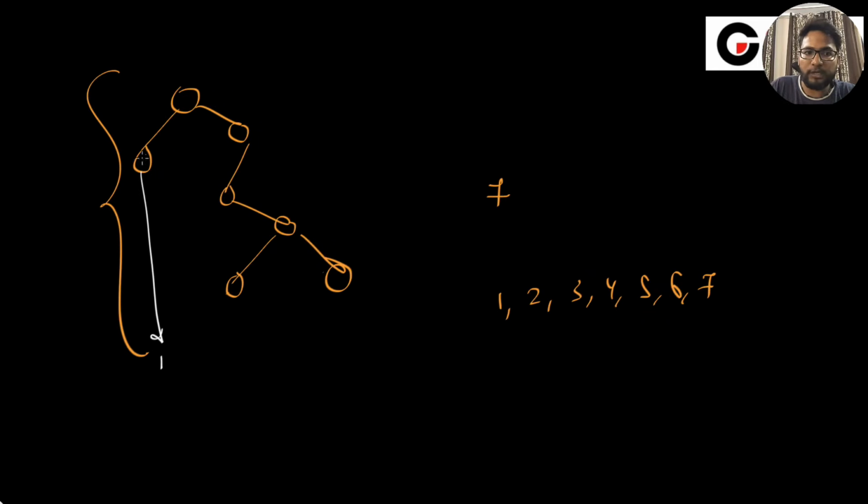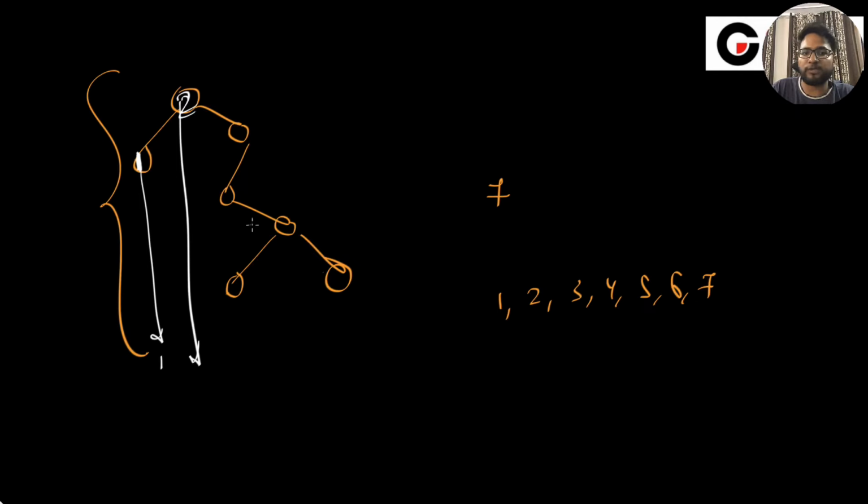Given any structure, like if they ask you to fill this binary search tree with some values 1 2 3 4 5 6 7, if they ask you to fill with 7 values, then there is only one possibility. You will say that the minimum will come here, which is 1, and then the next minimum, which is 2, will come here.